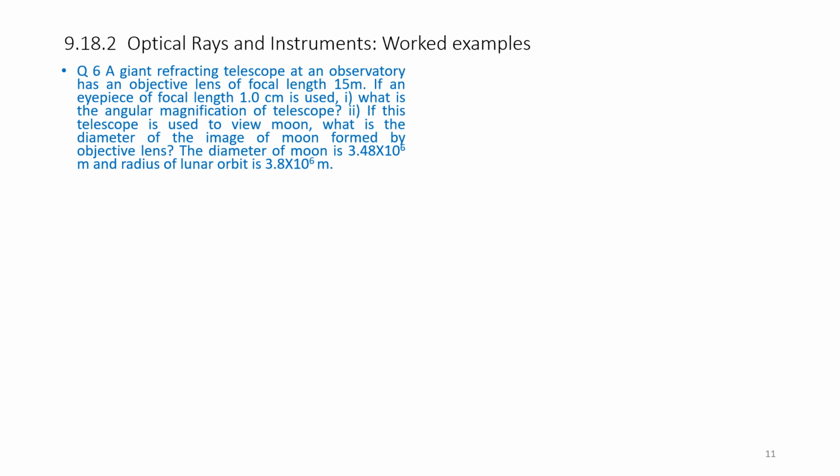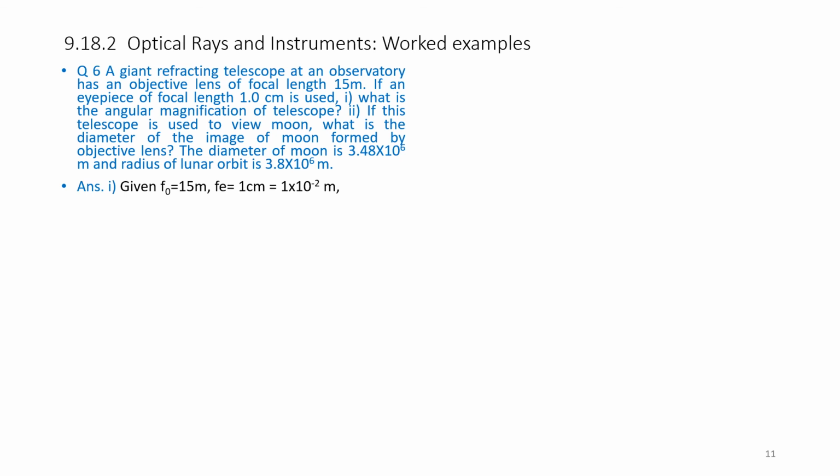So, he has given the focal length of the objective as 15 meter. You see, Fo is 15 meter, Fe is 1 centimeter. So, you see the difference, 15 meter and 1 centimeter is the difference. What is the angular magnification? We have to find M, and if this telescope is used to view the moon, what is the diameter of the image formed by the objective lens? The diameter of the moon is given, and we have to find the diameter of the moon's image using this giant refracting telescope.